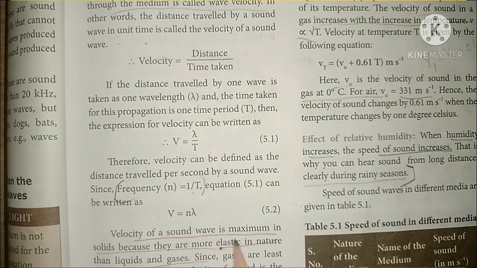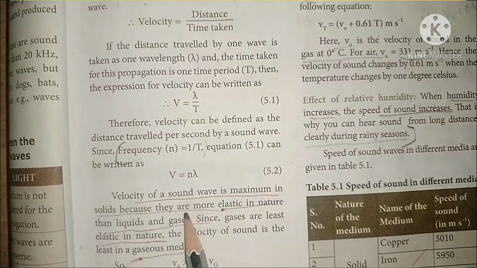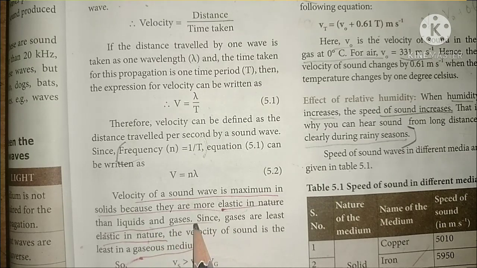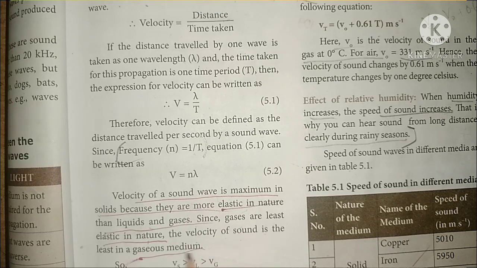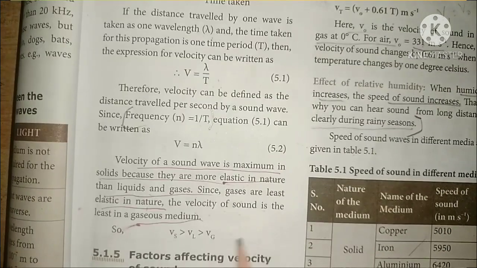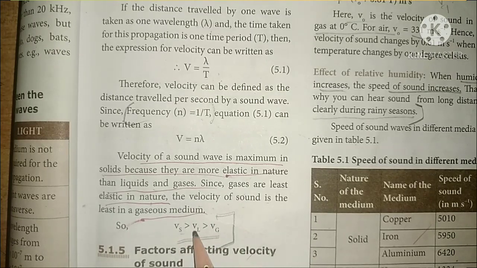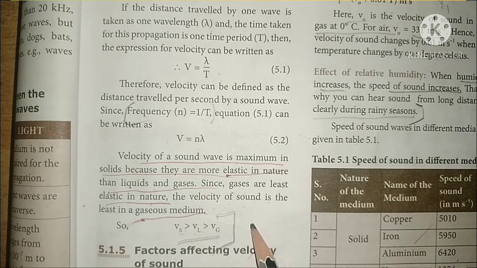Okay, and the velocity of sound is maximum in solids because they are more elastic in nature than liquids and gases. Gases are least elastic in nature. The velocity of sound is least in the gas medium. So up to this, it is important for the one word question: velocity of sound is greater in solids than in liquids and gases. This one question you have to learn and write.